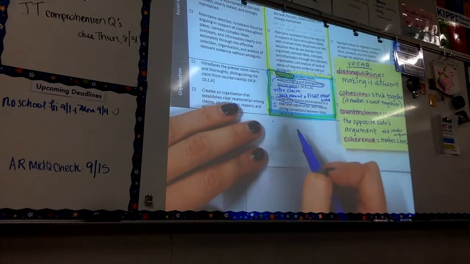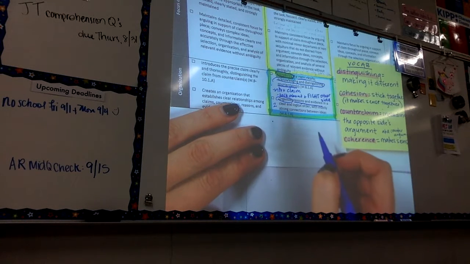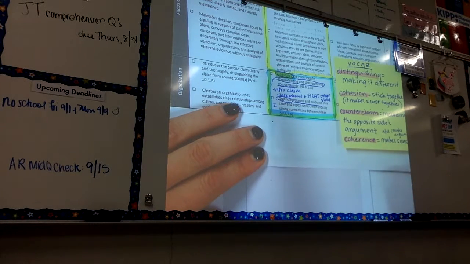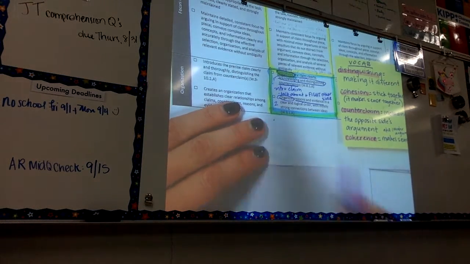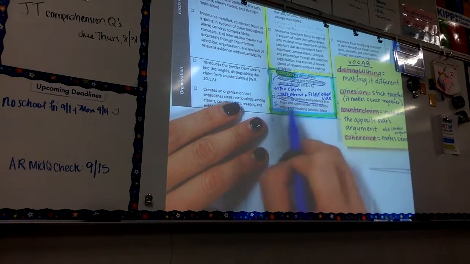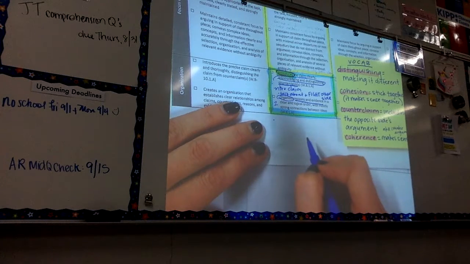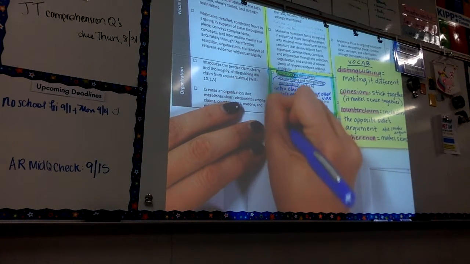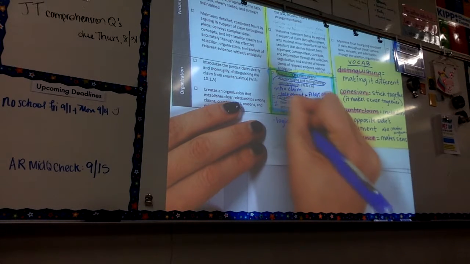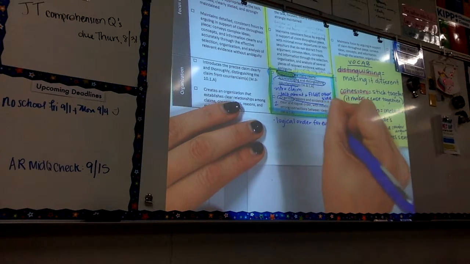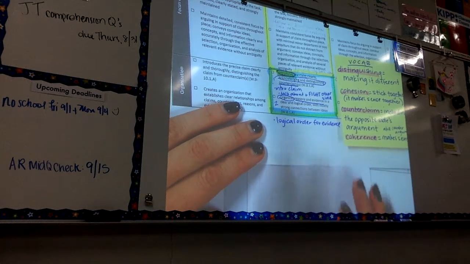Well, how can I summarize that? Careful, I hear explains, I hear organizes. Explaining is not going to be the same thing as organizing. Let's keep reading because we probably need more information. So we're going to organize reasons and evidence in a clear and logical order. What does that tell us? Good, so a logical order for evidence. What would that look like?